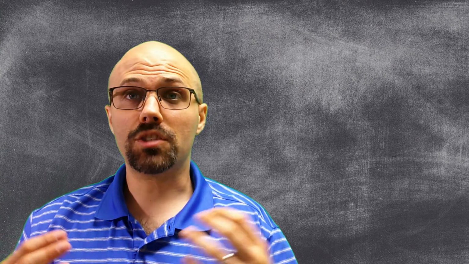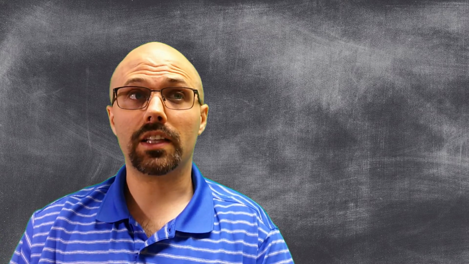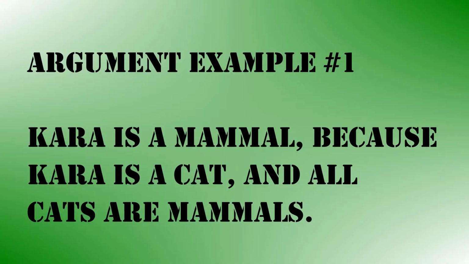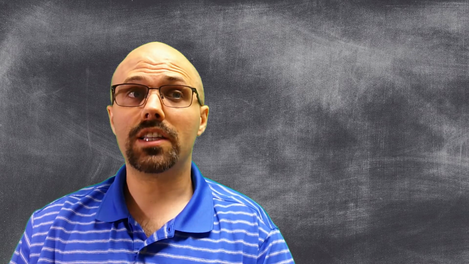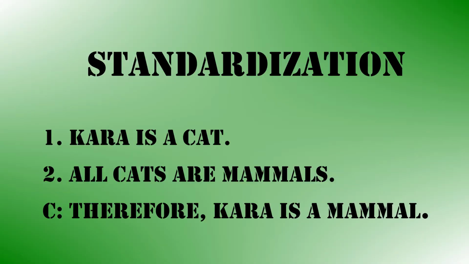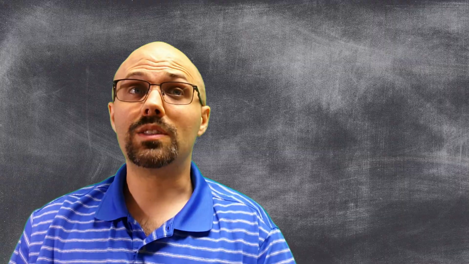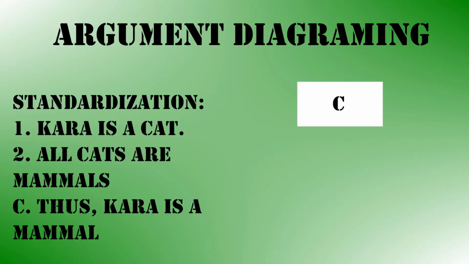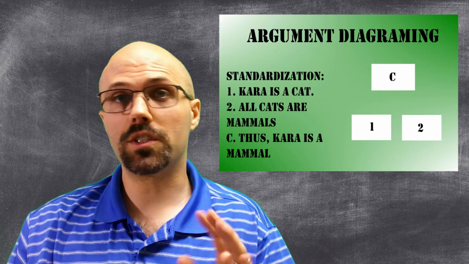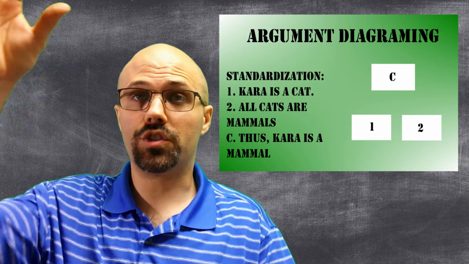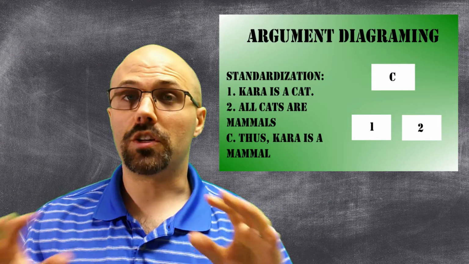So let's begin. Let's just look at some of the examples of arguments we looked at last class. Let's look at that first argument. Kara is a mammal because Kara is a cat and all cats are mammals. So last time we standardized the argument like this. Let's now diagram it. So first step, we put the conclusion up top. The two premises then will go underneath. Now this step right here, in more complicated arguments, you'll have a bit more work to do. But this one's pretty simple. Just as a general rule, conclusion goes on top, premises on the bottom. So you put our two premises on the bottom.